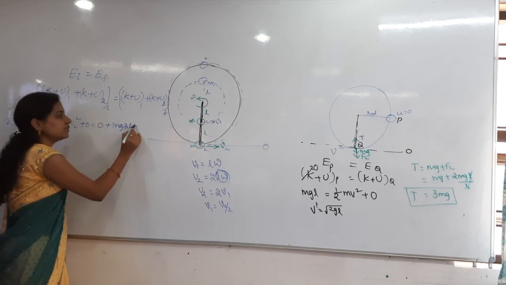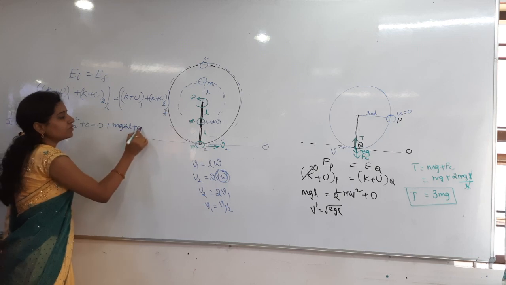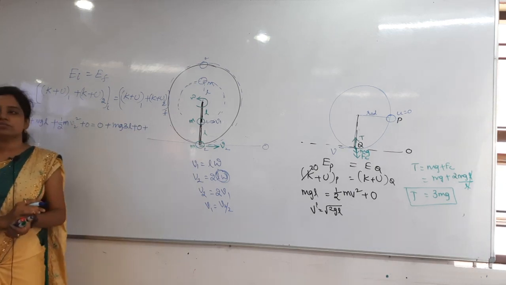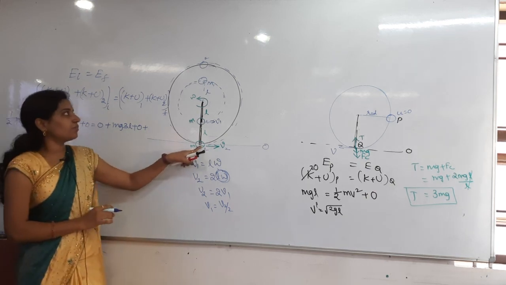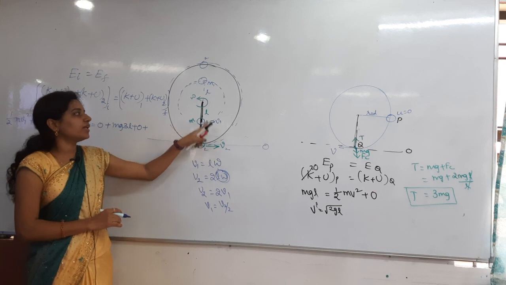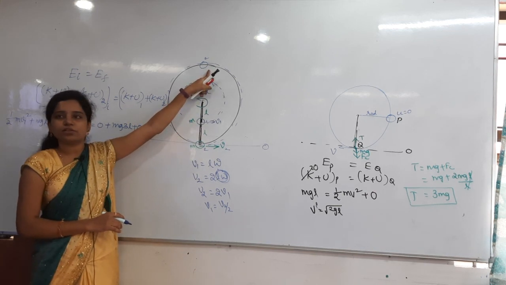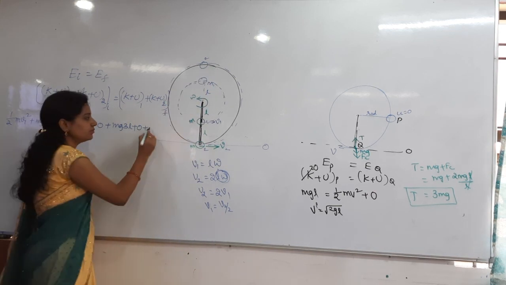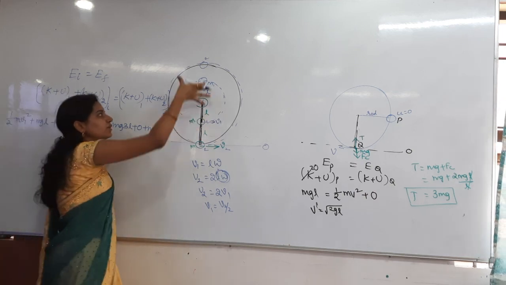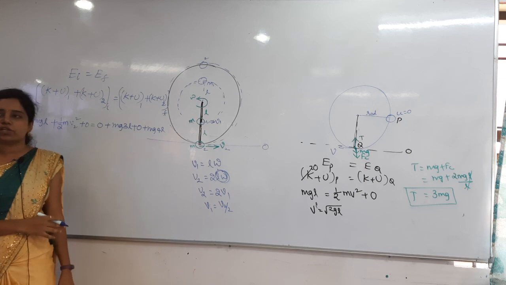Then plus kinetic energy of the second particle also how much? 0. What is the potential energy of the second particle? This one is going from here to here, right? mg into how much length totally? L plus L plus L plus L. Totally how much? 4L. mg into 4L. Understand it? This is 2L before and then this is also 2L. So totally it is 4L.